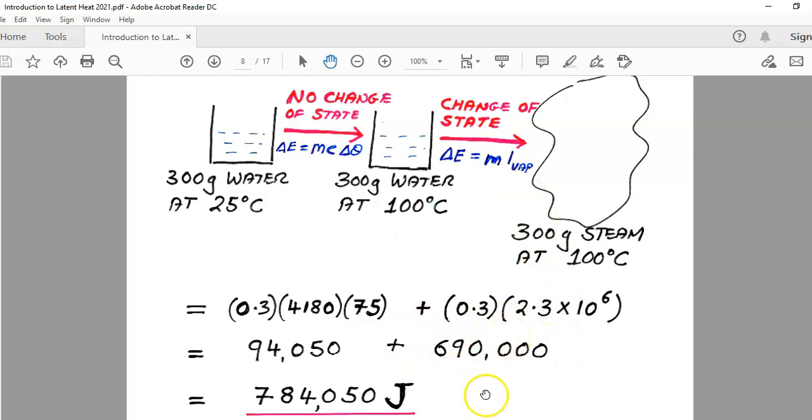You notice it takes a lot more energy to change the state of the water from water to steam than it does to bring it from 25 to 100 degrees. Adding those two together and you get just over 250,000 joules of energy. That's your answer there. You notice I always like to draw a red line under my answer because it highlights it and makes it stand out a little bit.